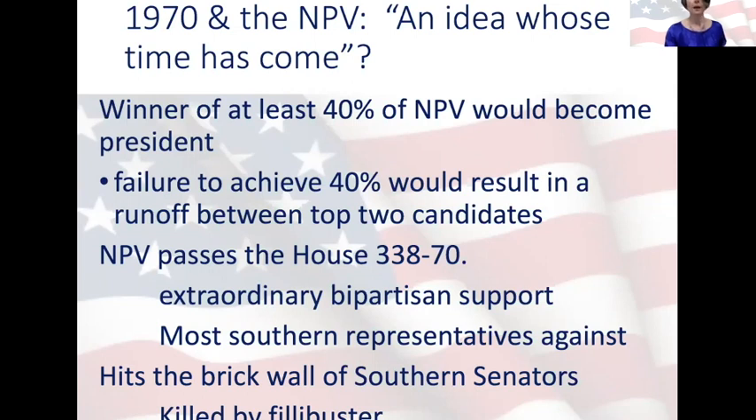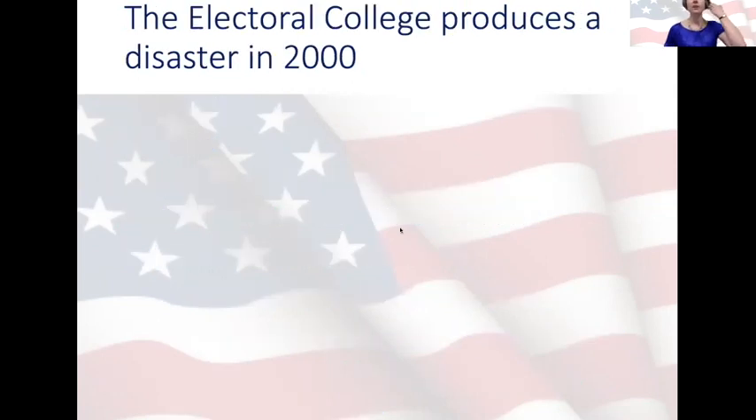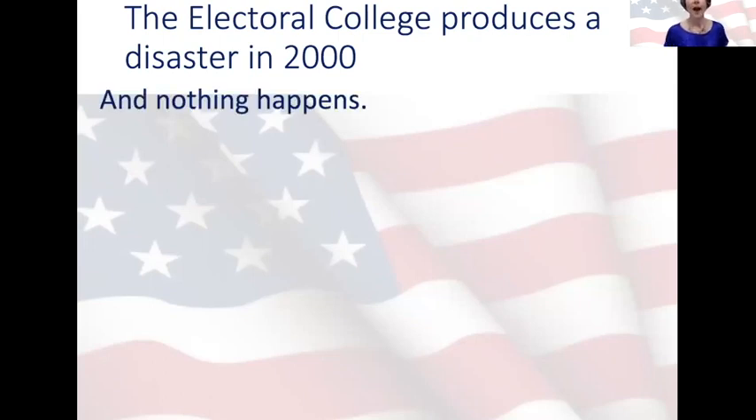So then in 2000, the unthinkable happened. The Electoral College produced the disaster of Al Gore winning the popular vote and losing the Electoral College once the dust settled on contested ballots in Florida. And as we all know, the Electoral College was quickly kicked to the curb and we adopted the national popular vote. Right. Nothing happened.